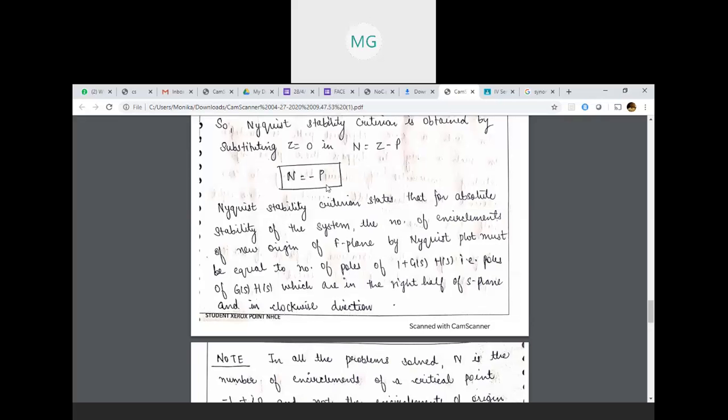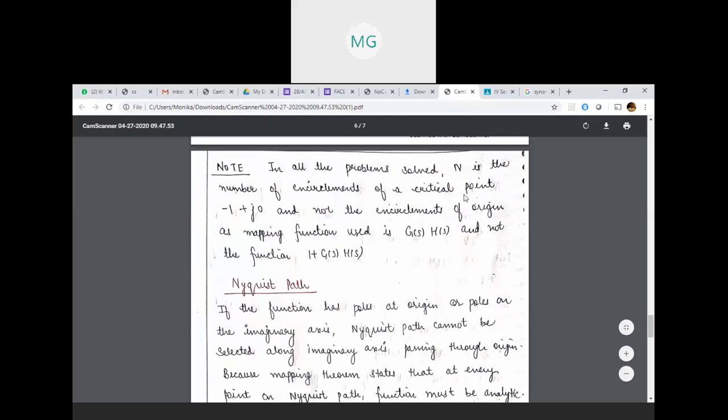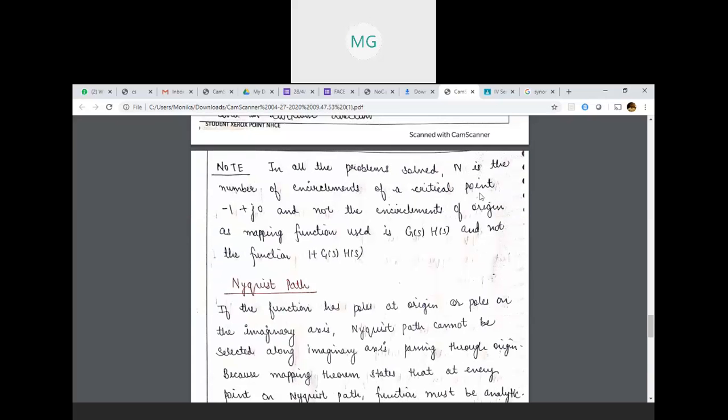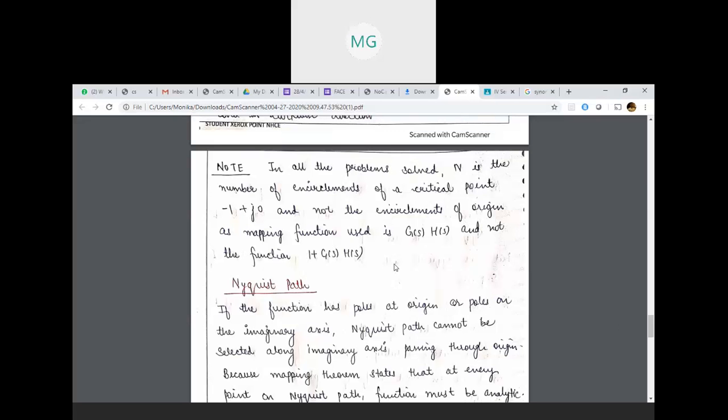Now, in all the problems which we are solving, capital N is the number of encirclements of a critical point. Since we can't just take infinity as a point and solve it, right? We can just understand it, but practically we can't take infinity as a point and solve it. So in all the problems, we take N as the number of encirclements of the critical point minus 1 plus j0 and not the encirclements of origin, as the mapping function used is G into H and not the function 1 plus G into H. Right? So for all the problems, capital N is not the encirclement of origin. It is the encirclement of the critical point minus 1 plus j0. Why? Because the mapping function used is not GH, it is 1 plus GH.